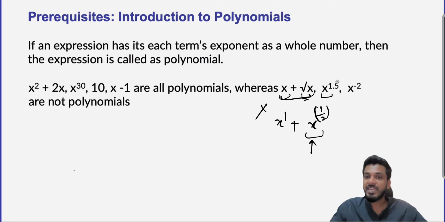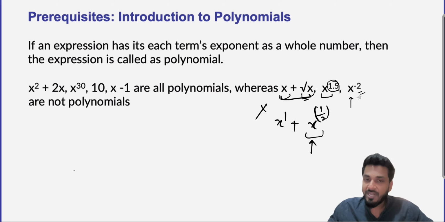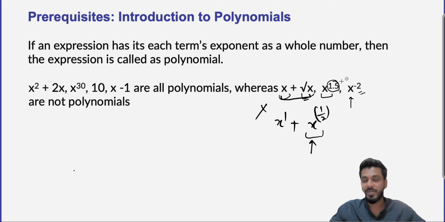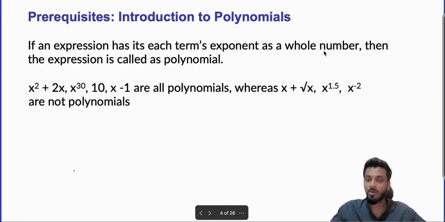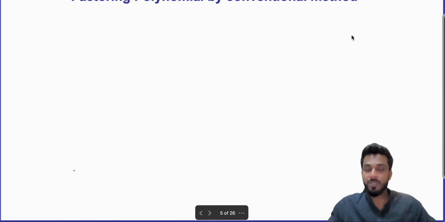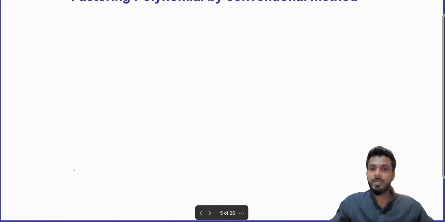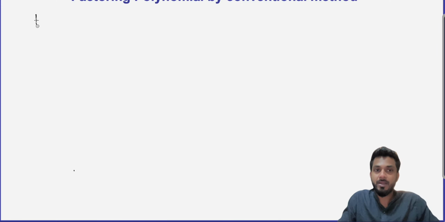Similarly, whenever you see an exponent as a fraction or a decimal number, then that cannot be a polynomial. In fact, if you find a negative exponent also, if a negative integer is there, then also it won't be a polynomial. So the exponent of each and every term must be a whole number, then only the expression will be called a polynomial. Alright, now let's move to the next part. So next is factoring a polynomial by the conventional method.